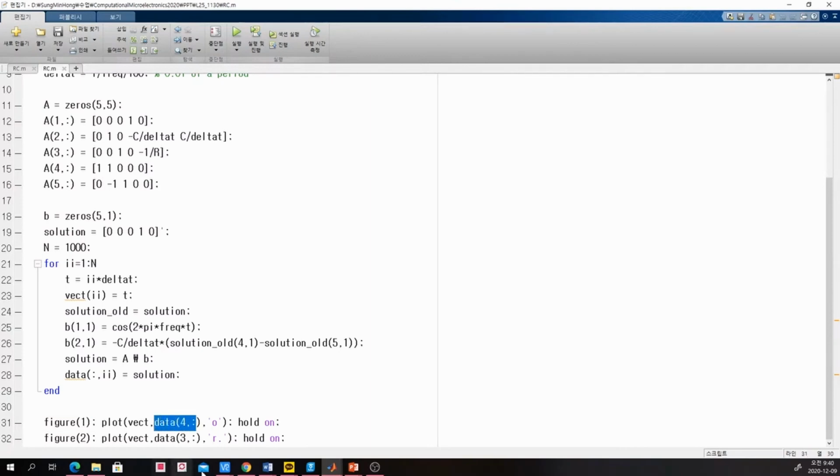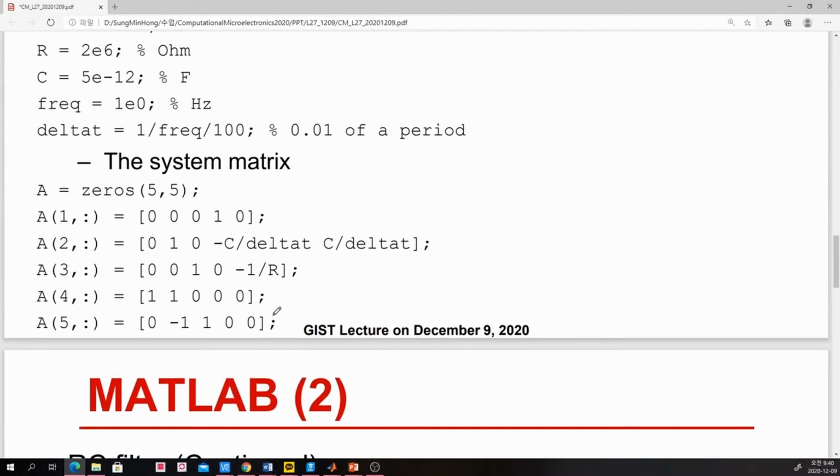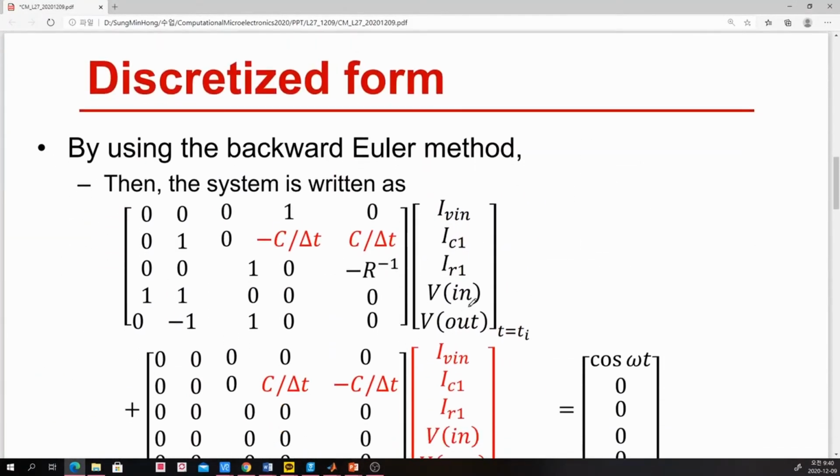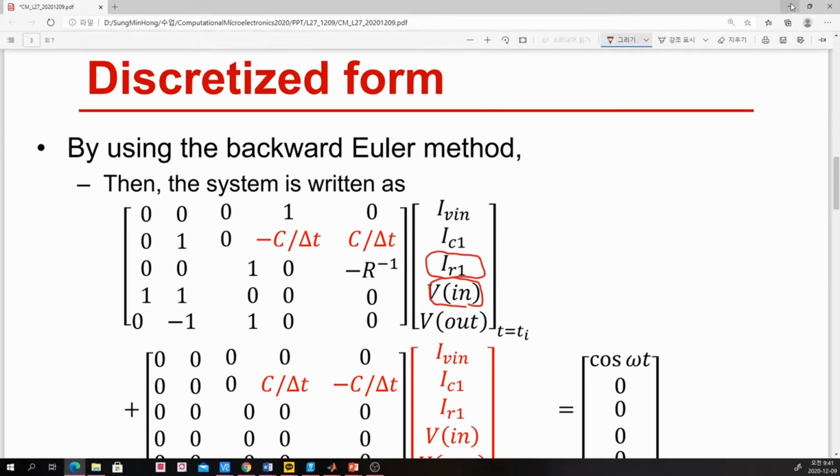and I will just plot in figure 1 the data 4. What is data 4? The fourth data corresponds to the input voltage, and in figure 2 I will draw the third one. So this is the resistor current.